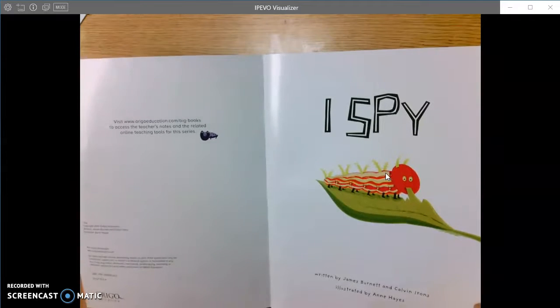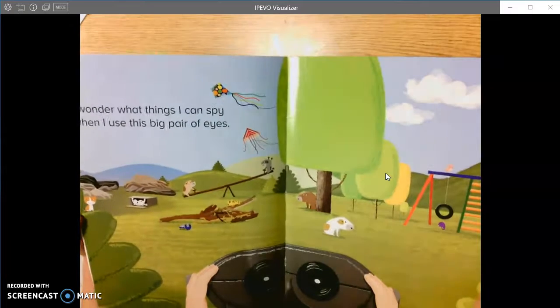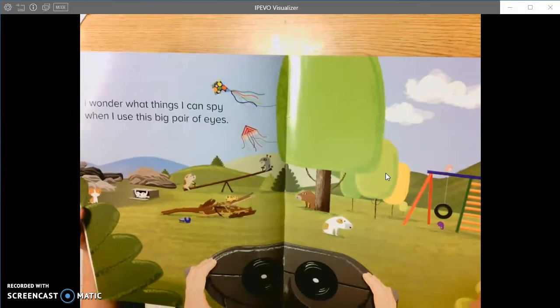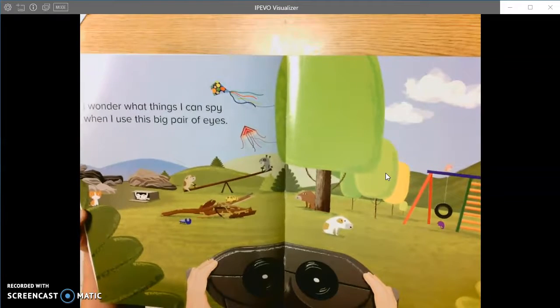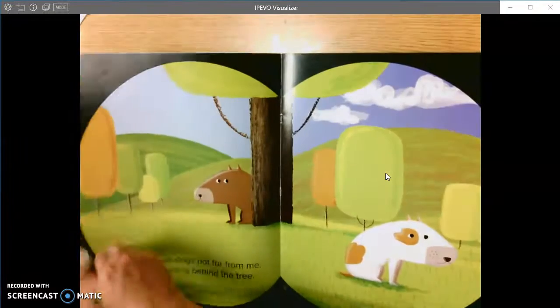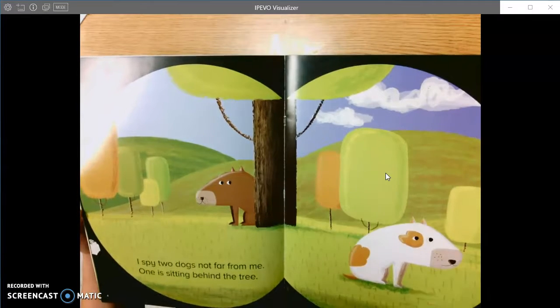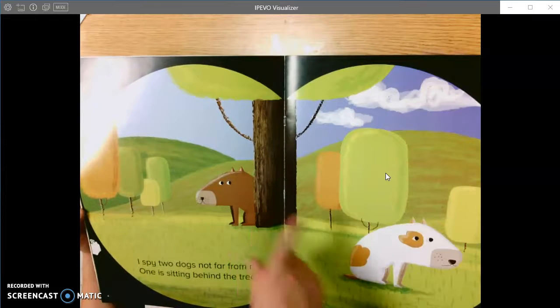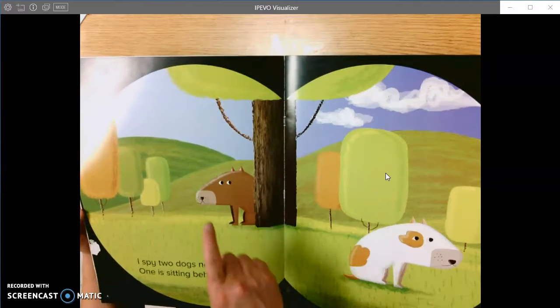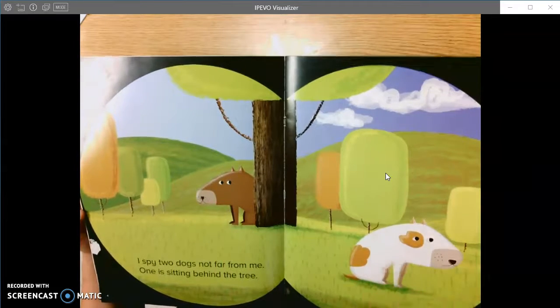Let's get to reading. I spy. I wonder what things I can spy when I use this big pair of eyes. I spy two dogs not far from me. One is sitting behind the tree. Now, which dog is behind the tree? Here's the tree. Is it this one or that one? That's right. This one is behind the tree, and this one is in front of the tree.